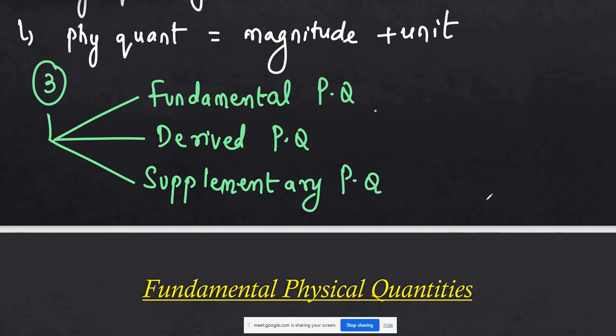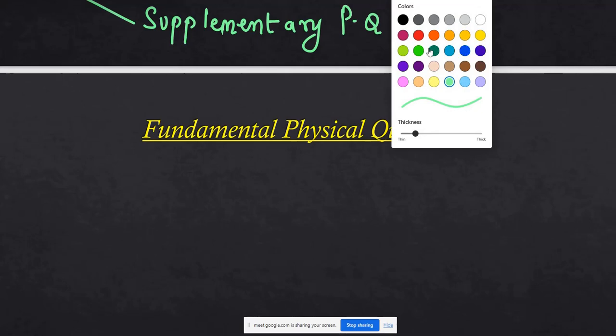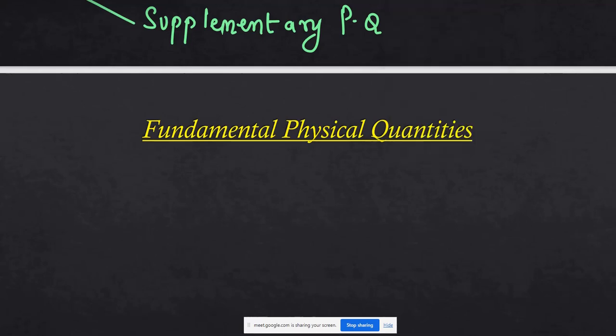First, we'll discuss fundamental physical quantities. What are these? These are fundamental, that means very basic. If you want to study any kind of phenomena happening in nature, these are the basic quantities that are required. Suppose I have traveled 11 kilometers from my office to home. It's a distance, and distance is a fundamental physical quantity. Fundamental physical quantities are the minimum required quantities to explain any phenomena happening in nature.